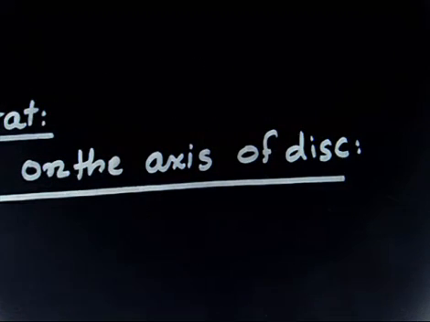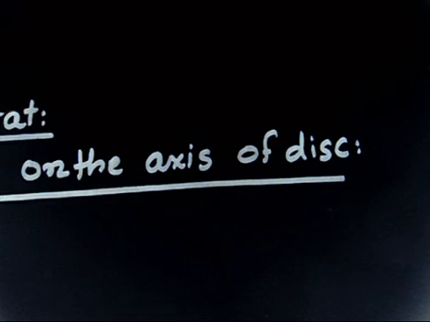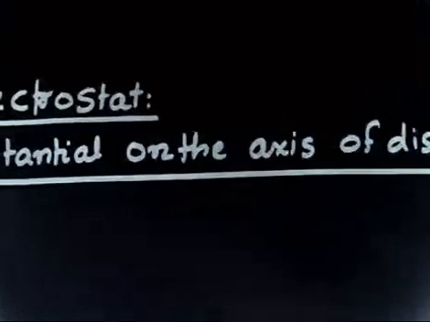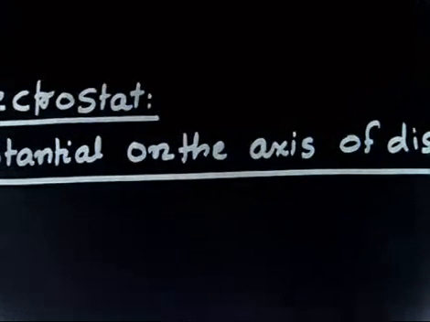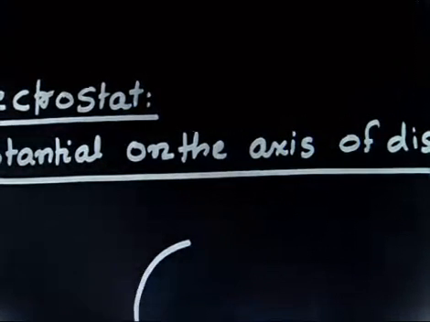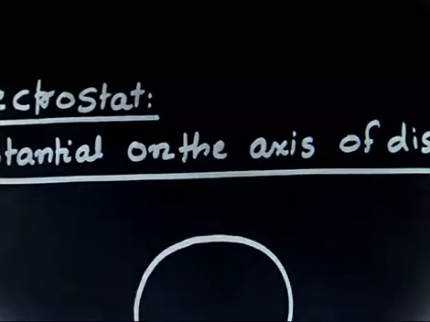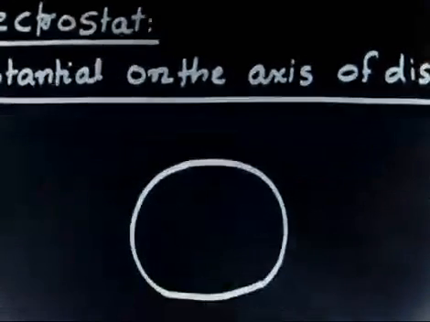Okay, let us discuss this problem. It says, find the potential at the edge of a thin disk of radius r carrying uniform surface charge density sigma. So what we have to calculate is, we have been given a disk and the radius of the disk is given to you. So let us say this is the disk we have. The radius of the disk is r.